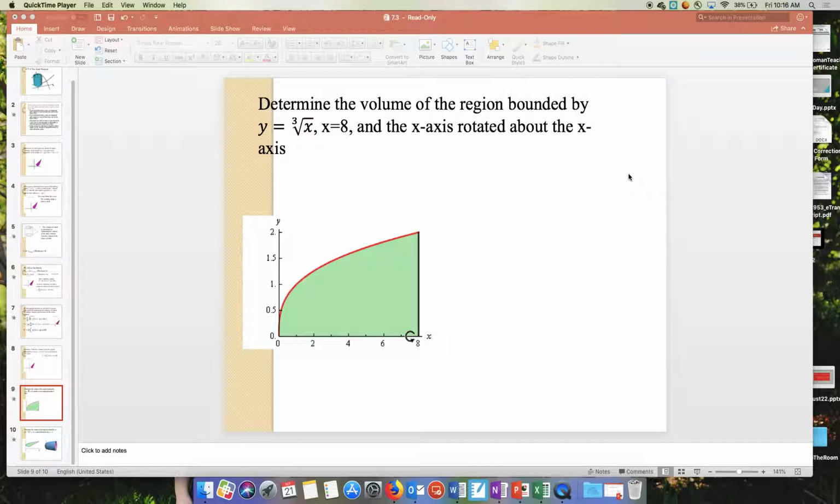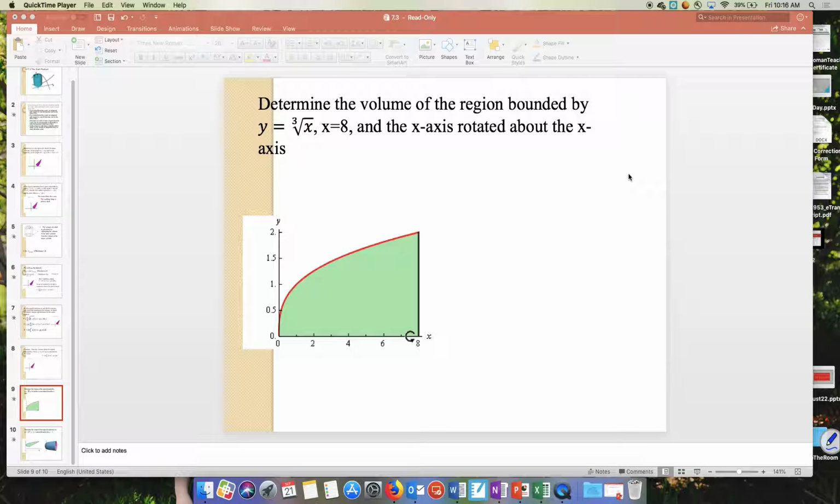But here are our last two examples. Okay, so some of you are asking, well, can't we just use the washer or the disc method? Yes, we could. So let's talk through first the shell method, then we can talk through the washer disc method, and then we can talk about which one may be better.